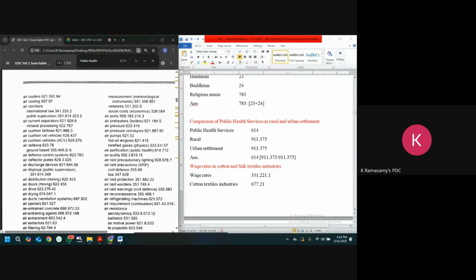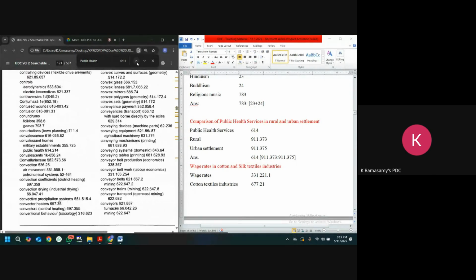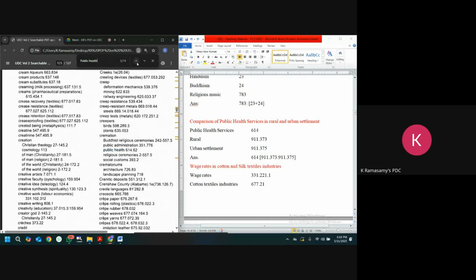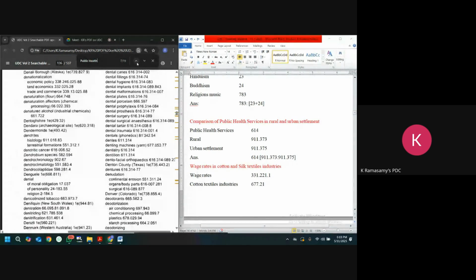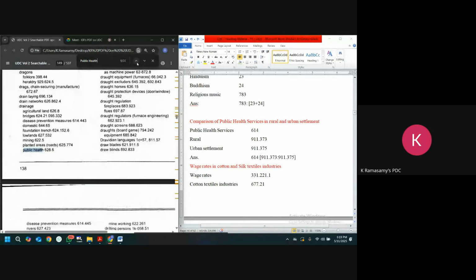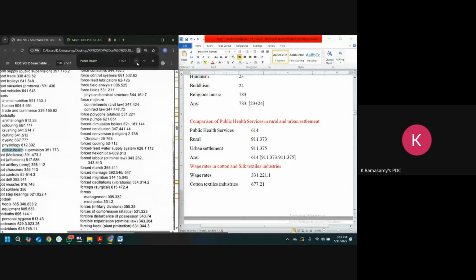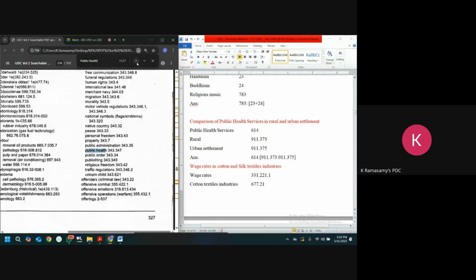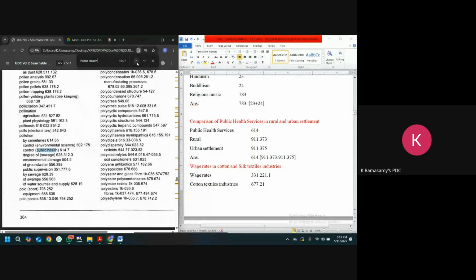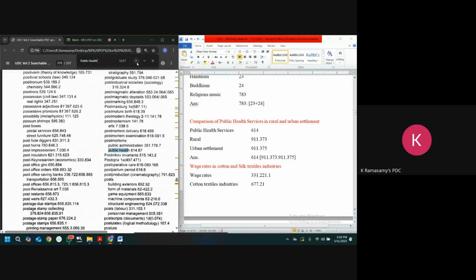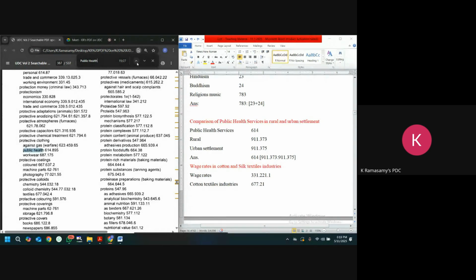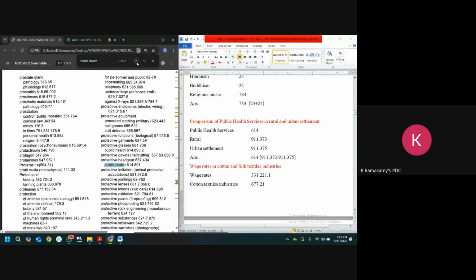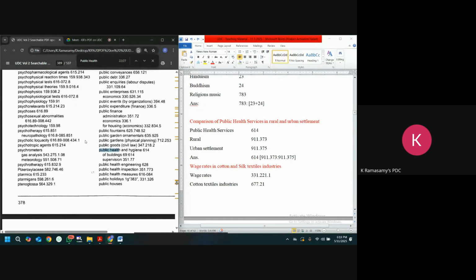I'll go to the term where P starts, public health. Because the term public health appears in more than 27 places, I should go to all those places to find the exact number I need. That's why the relative index is used. So what is the number for public health? I have gone to PRO, yes. Here, public health and hygiene number is 614. So I have taken 614.